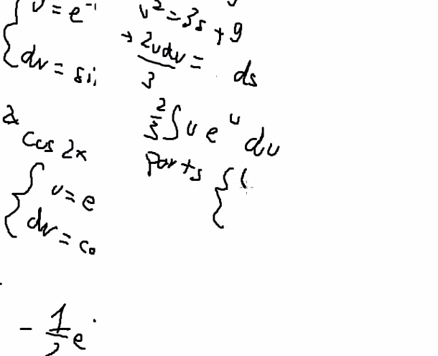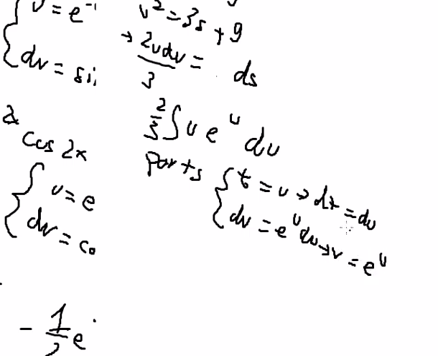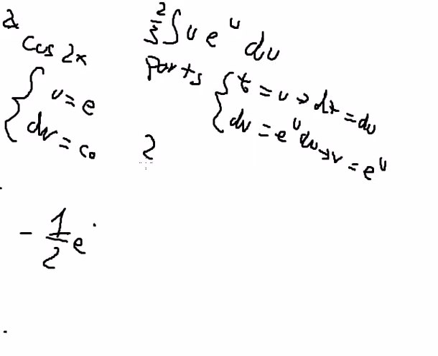So we got t equal to u, dt equals du, dv is e to the power of u du, so you got v equal to e to the u. So we got 2 over 3, and we got t multiplied with v, minus the integral of e to the power of u du.